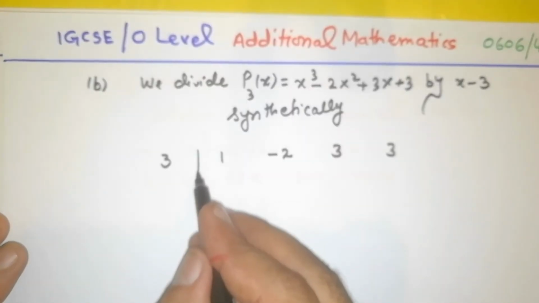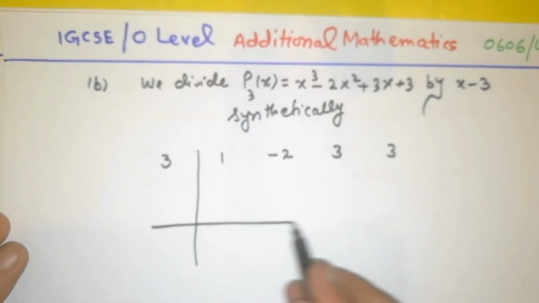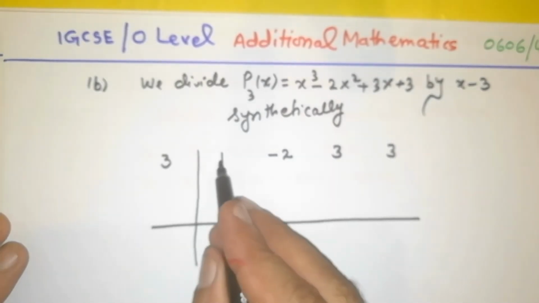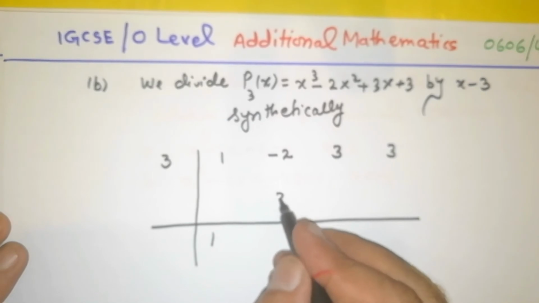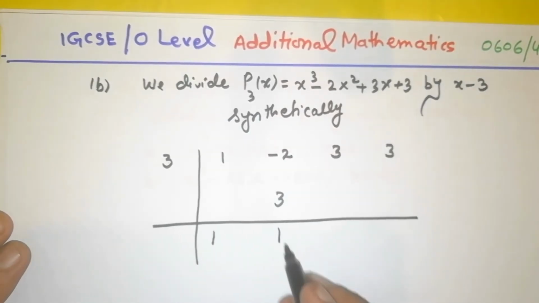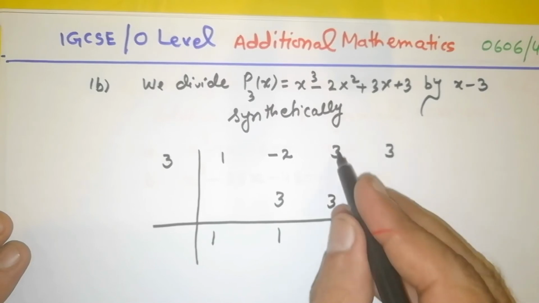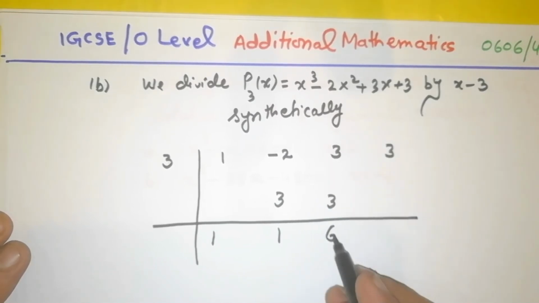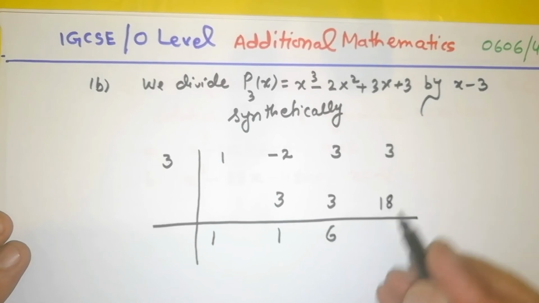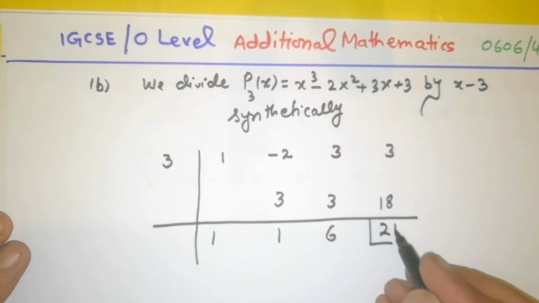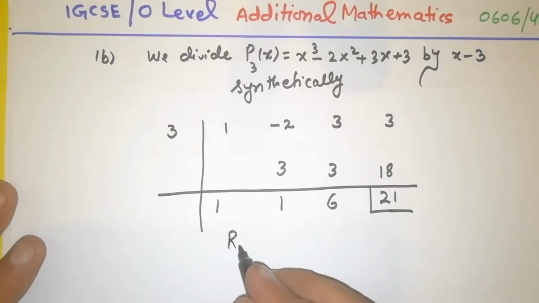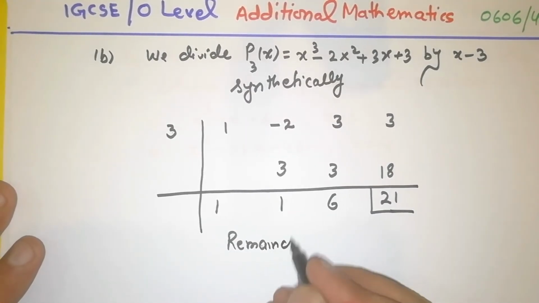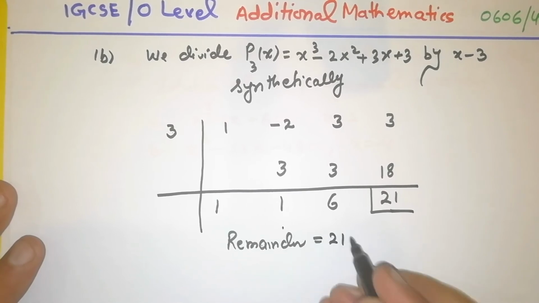And students, I said draw these two lines. This one is written as it is in the third line. 3 multiplied by this 1, we get 3, add them, plus 1. 1 multiplied by 3, we have 3, add them, we get 6. 6 multiplied by 3 is 18, and this is 21. And this 21 is called the remainder. Remainder is 21.